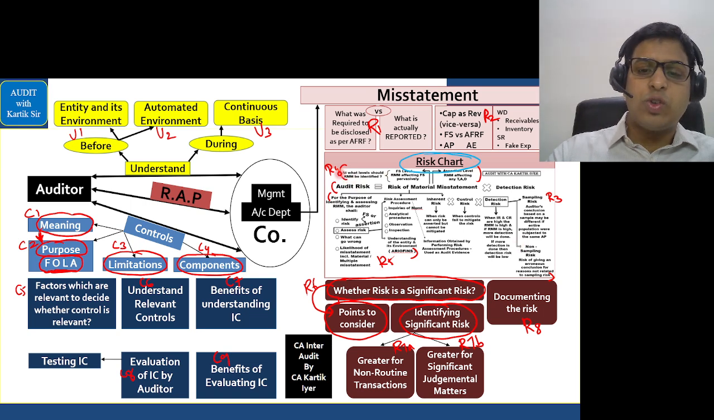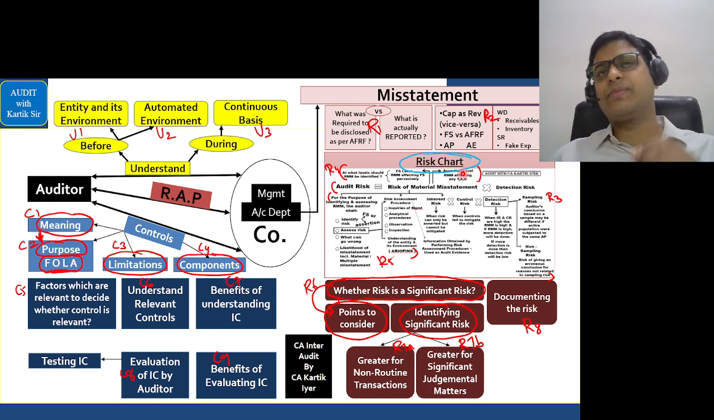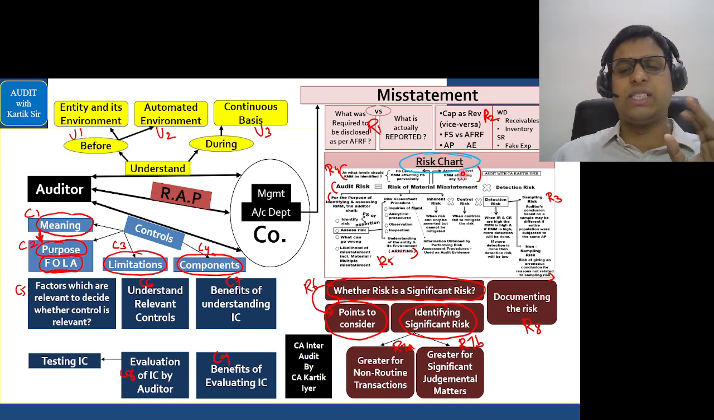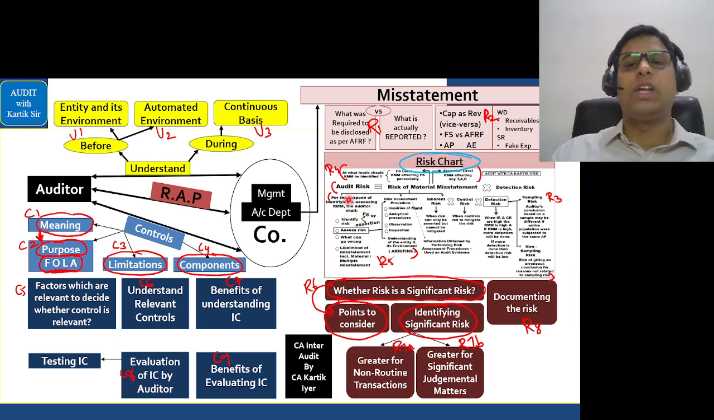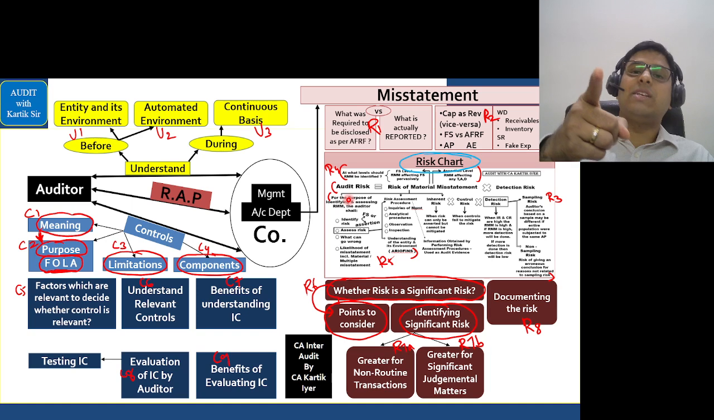At what level should RMM be identified in this? We had done FS level and the assertion level. Remember, FS level is pervasive and assertion level is concerned with TAD: transactions, account balance, and disclosures. Okay. Next area. For the purpose of identifying and assessing the RMM, what shall the auditor do? Auditor shall remember the action: identify the risk, then assess the risk.